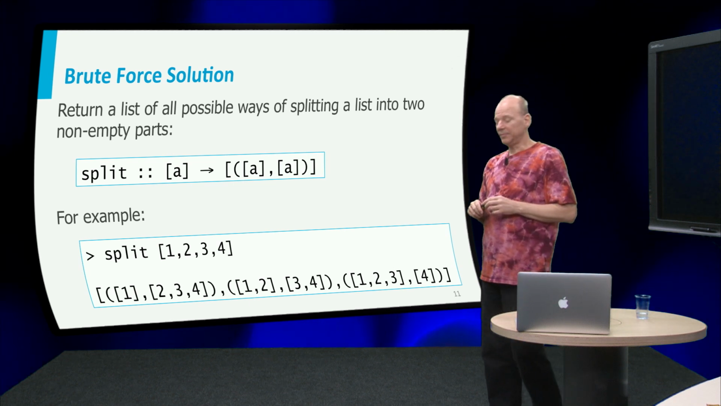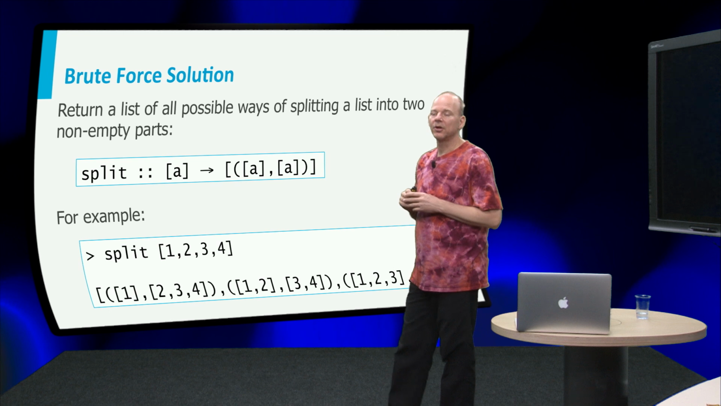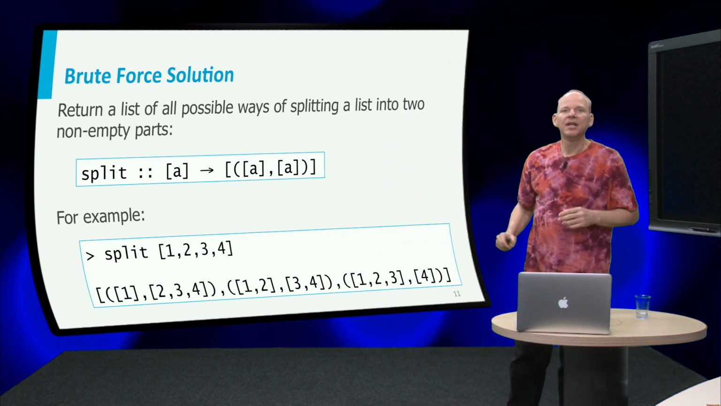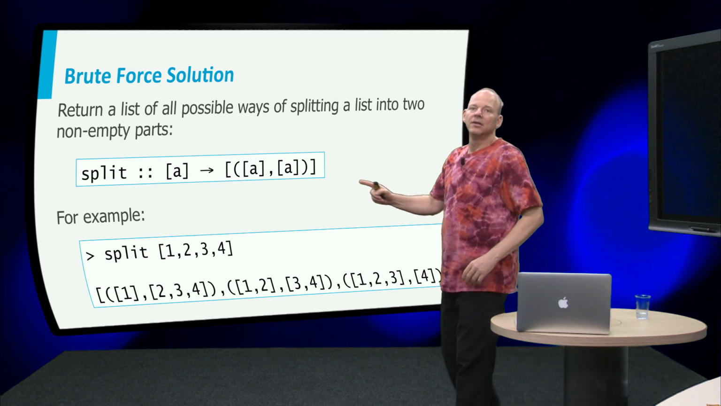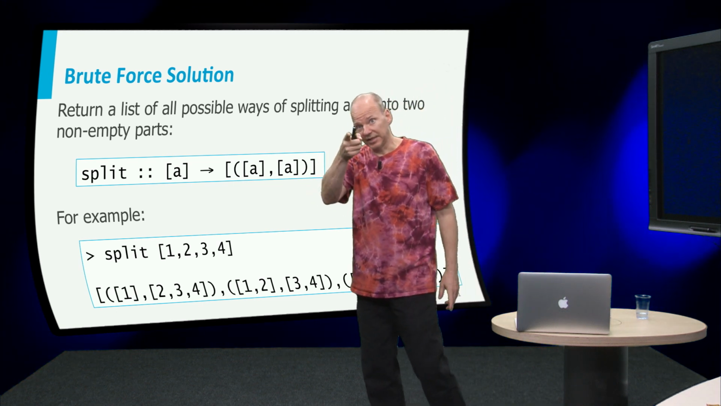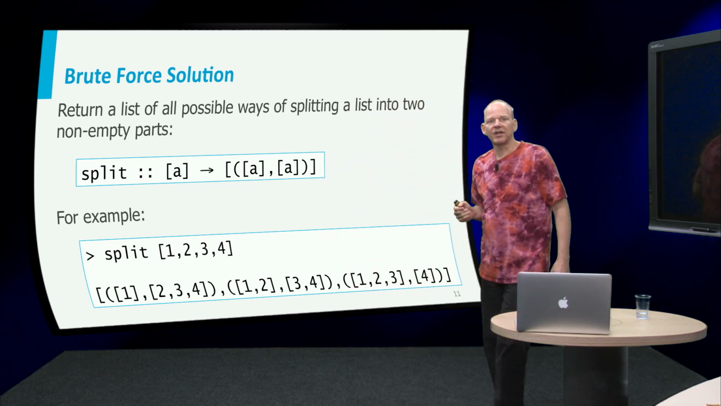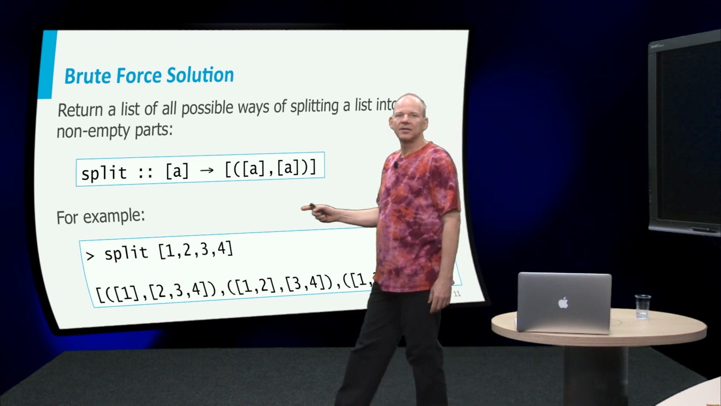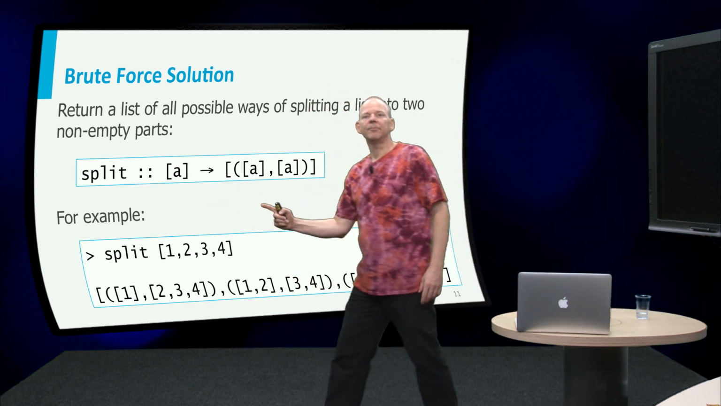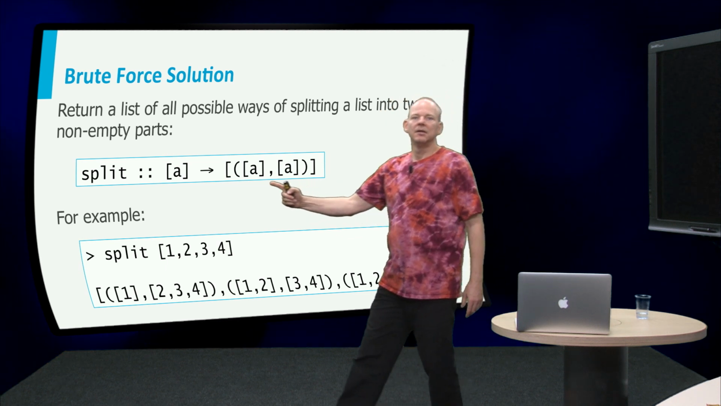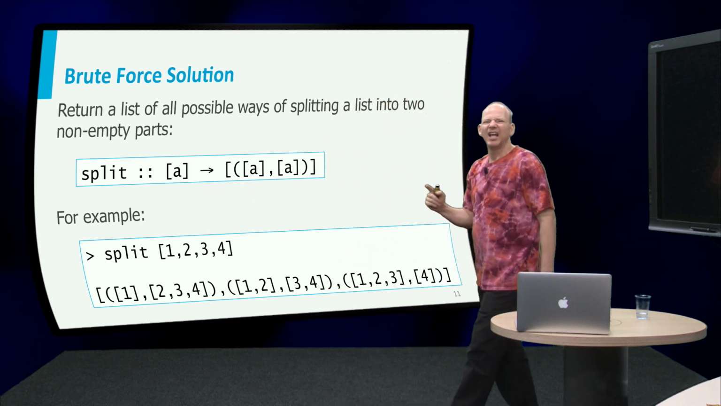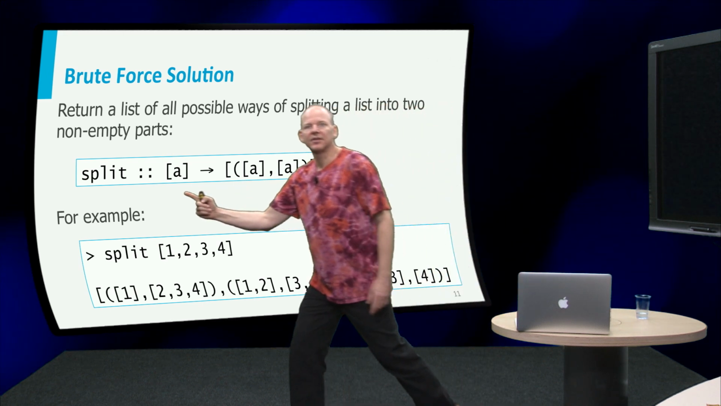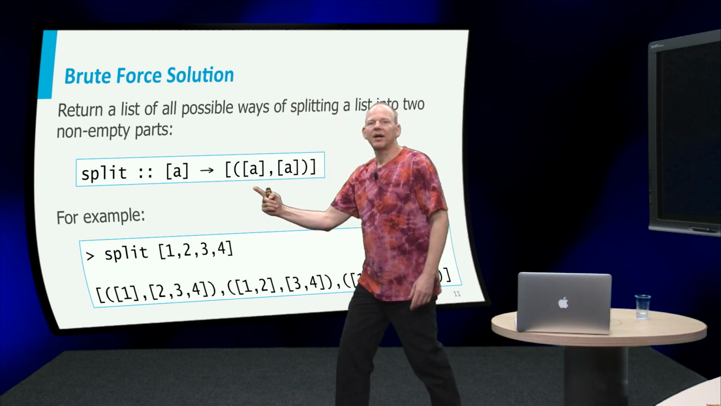So now let's look at a brute force solution that searches for all possible solutions. To do that, we will use another function that you will have to define in the exercises, and this is the function split. Split takes a list and returns a list of pairs of lists. It will give you all the possible ways that you can split that list into a pair of lists.